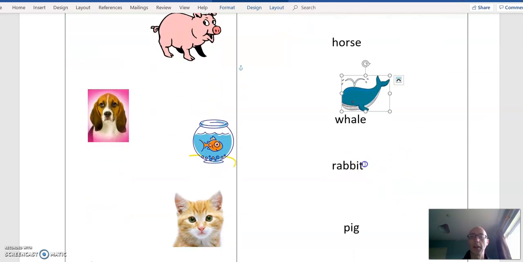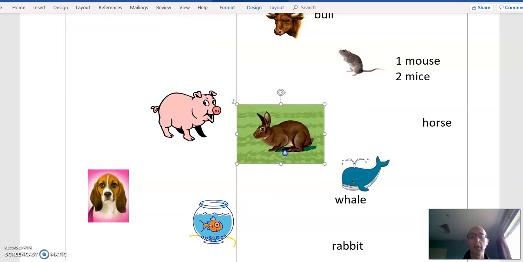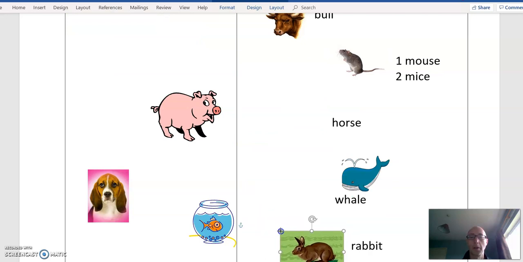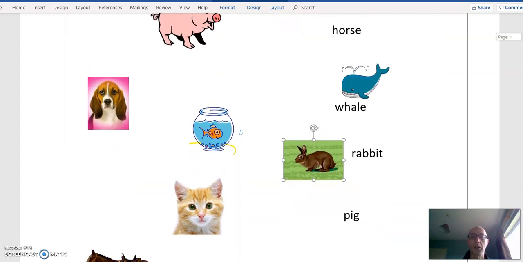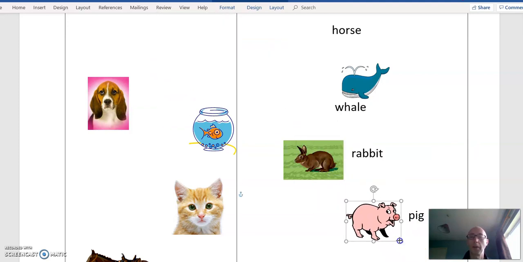Next one, let's look at this one here. The word is rabbit. Can we find a rabbit in the pictures? So here, here, here, or here. Where is the rabbit? And exactly, this is the rabbit here. So we're nearly finished. Next word is pig. I think everyone knows what a pig is. This is a pig here. Move the pig down here. Exactly.